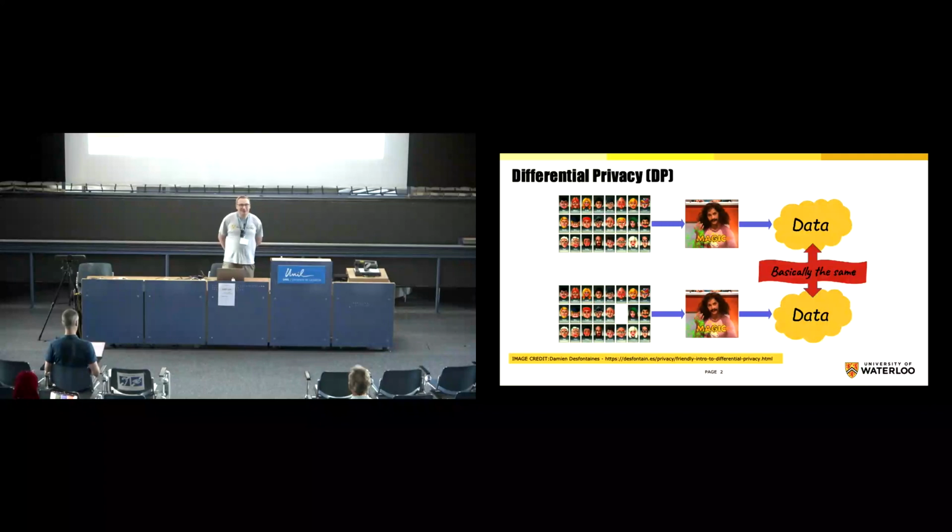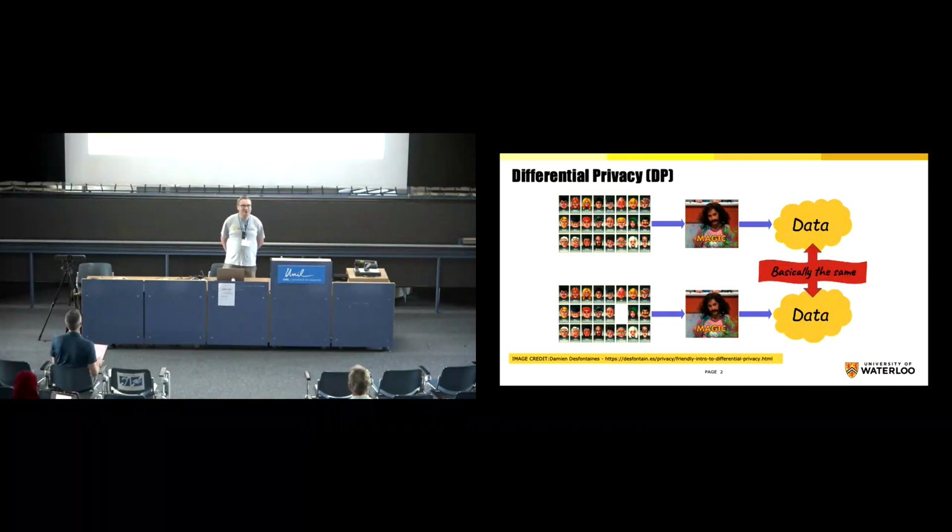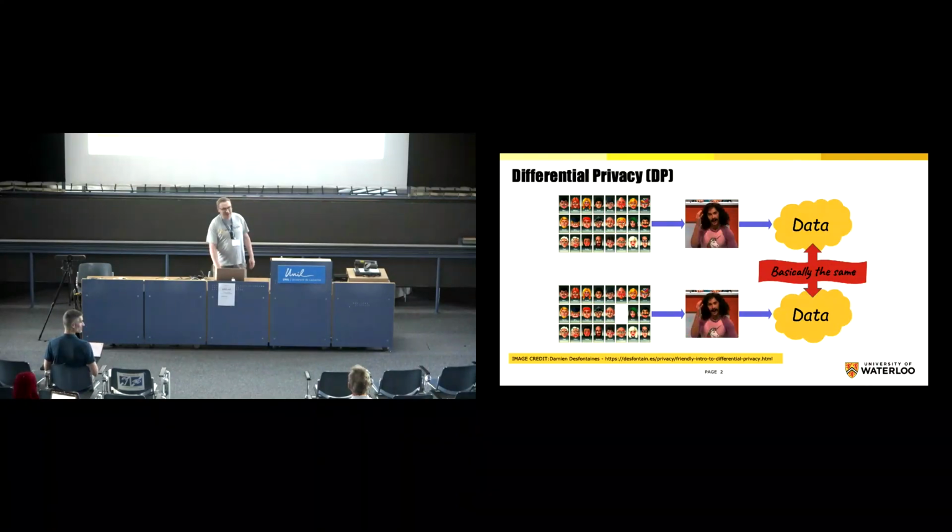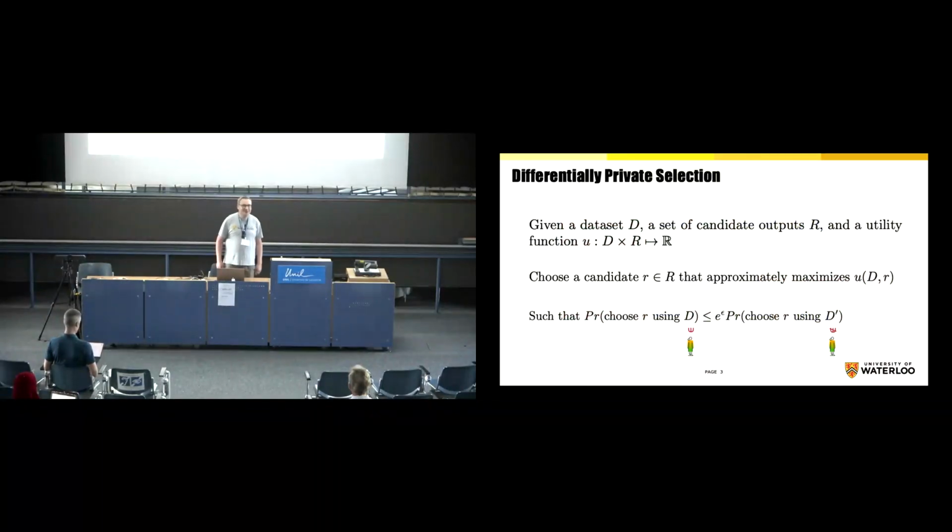So I'm going to start with a very quick overview of differential privacy. This is a very intuitive guarantee that basically one person's data shouldn't have a huge effect on the outcome. So if I do some data analysis with a person's record or without, the result should be basically the same. Now this is a little bit informal, so let's get a little bit more formal.